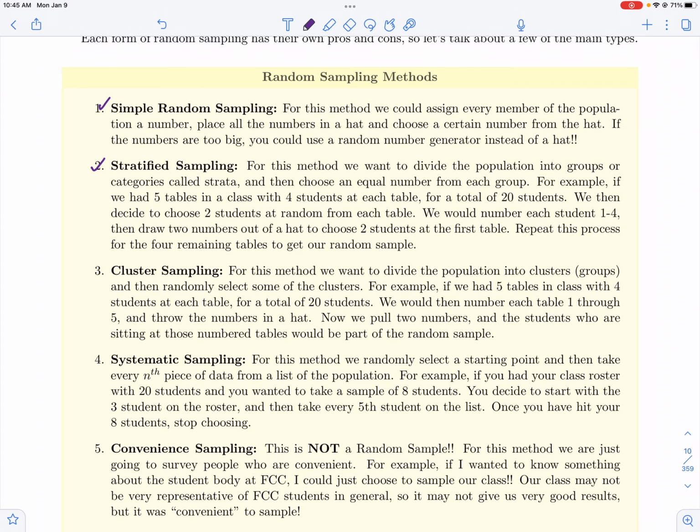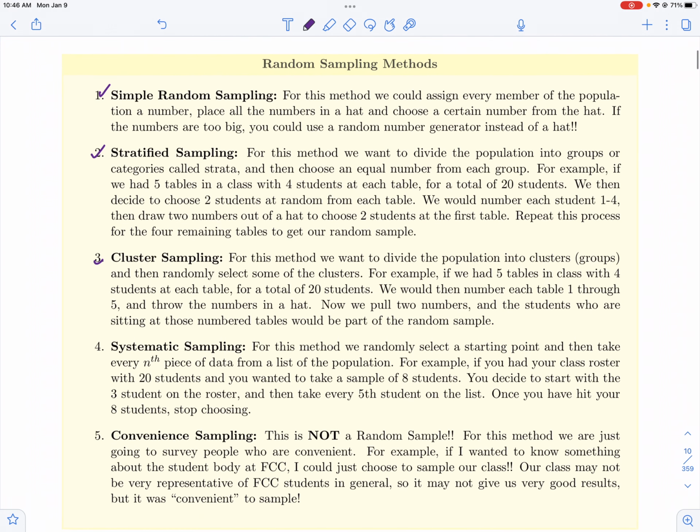All right, now cluster sampling sounds similar to stratified, so you want to be careful to keep these separate. With this one, we're again going to divide them up into groups, but in this case, we're going to select a whole group. In the last one, we selected 2 people from each table. Here, we're going to select the whole table of people. So if we had 5 tables in class with 4 students at each table for a total of 20 students, we'd number the tables 1 through 5, throw them in a hat, and pull out, say, 2 whole tables. We would take everybody from those tables.